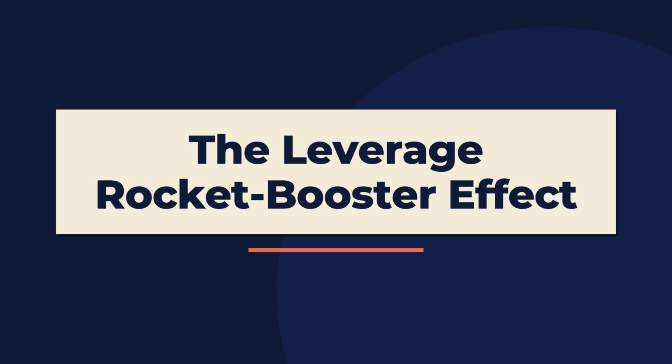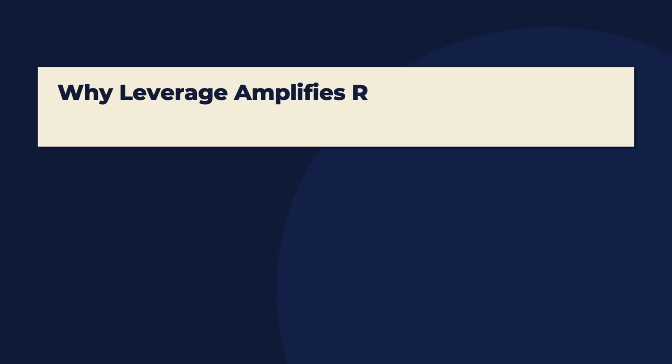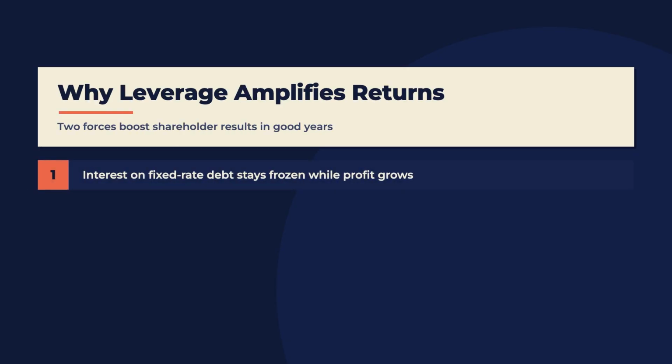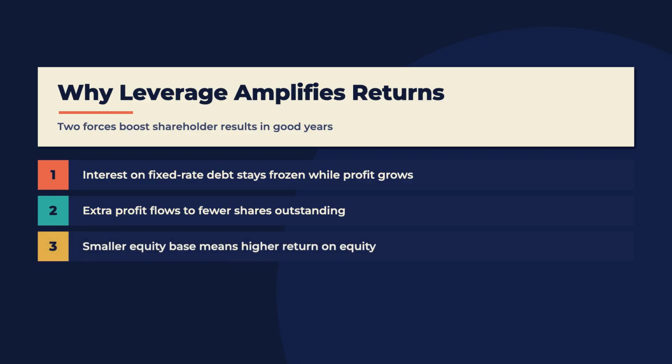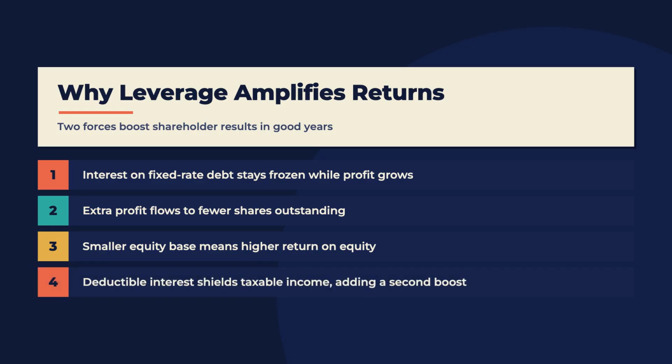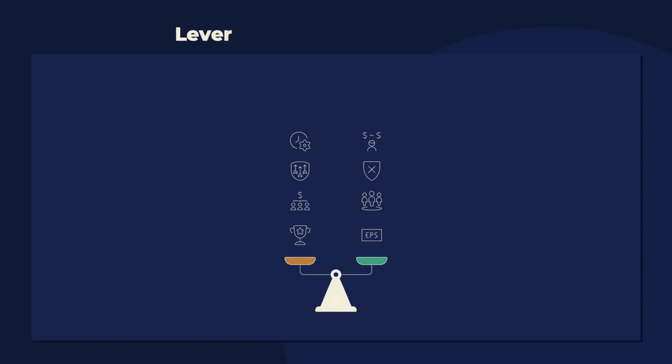That gap between how fast the business grows and how fast owners' returns grow is the rocket booster effect of debt. The engine is simple. Operating profit grows with the boom, but interest on fixed rate debt stays frozen. Every extra dollar passes that unchanged interest line and lands in a shareholder pool spread over fewer shares. A slimmer equity base also means the same profit produces a higher return on equity, and deductible interest adds a smaller, quieter boost on top.